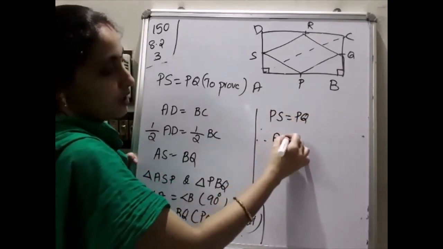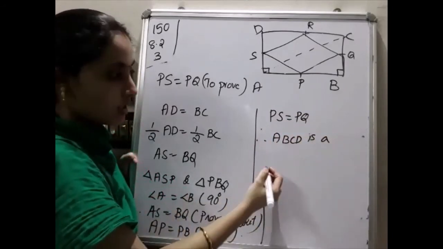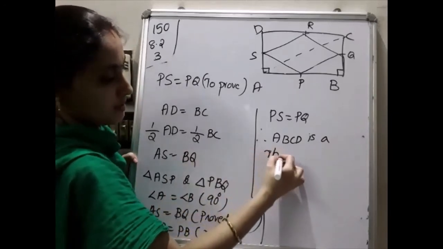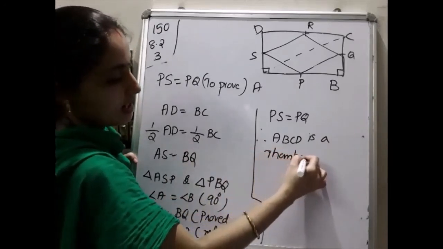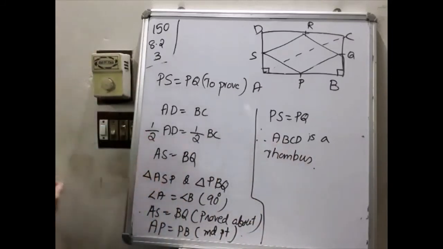Therefore, ABCD is a rhombus, because the reason is adjacent sides are equal. Okay, so hope you clear this question. Please write down the remaining portion.